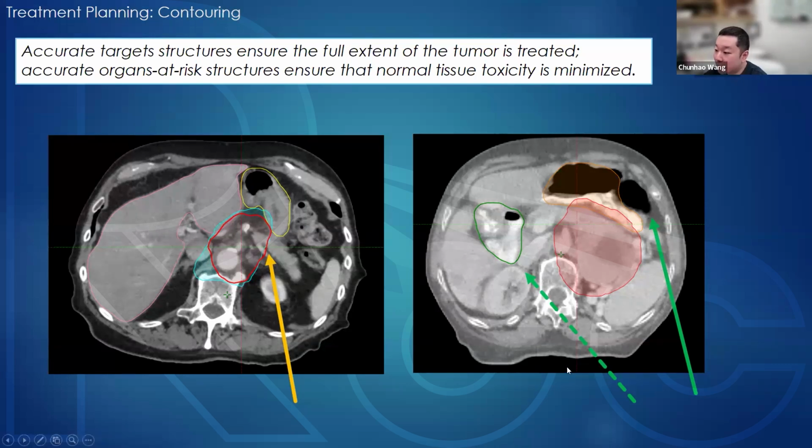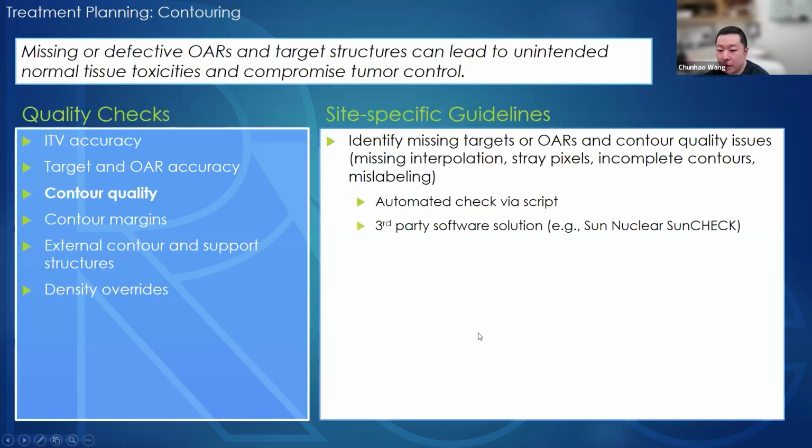On the right side, it's showing the missing GI luminal contour. Again, we are treating a big retroperitoneal target region here. The orange contour here is the stomach, and the green contour here is supposed to be the small bowel. While we contoured the small bowel on the patient's right side, we actually missed the luminal structure on the patient's left side. So this is something we need to identify and fix.